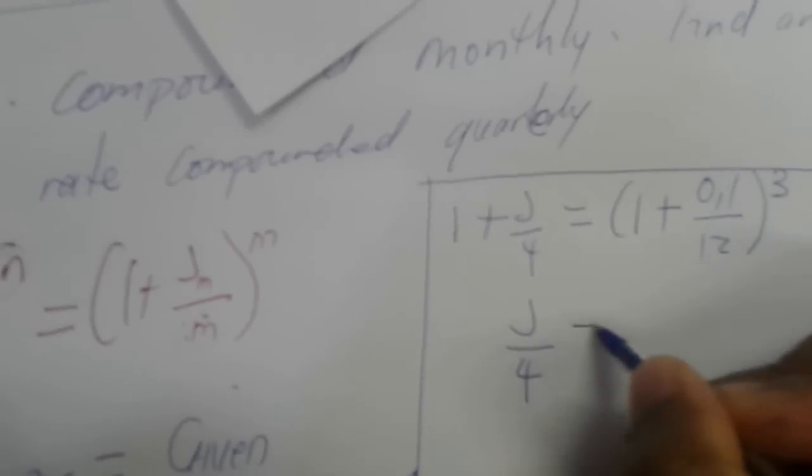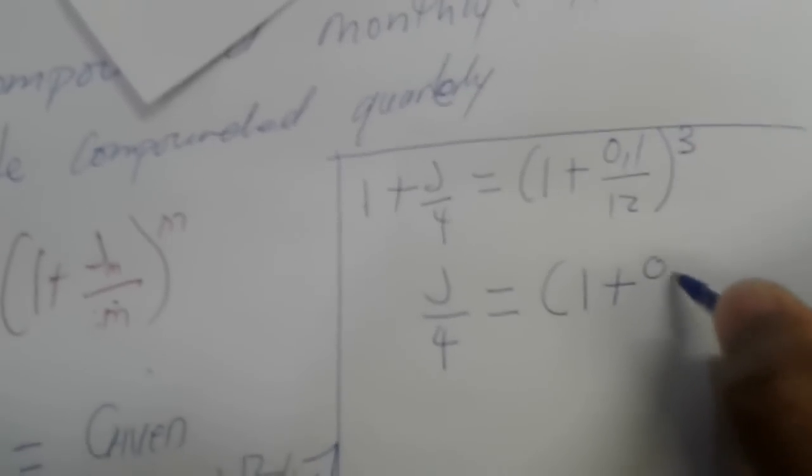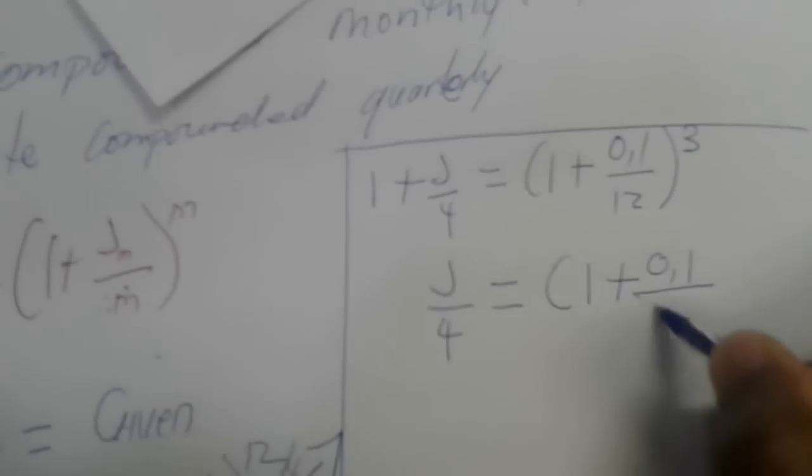Okay, so let's continue. The 1 must now go that side, right? So it's now j over 4 is equal to 1 plus 0.1 over 12 to the power of 3 minus 1, right?